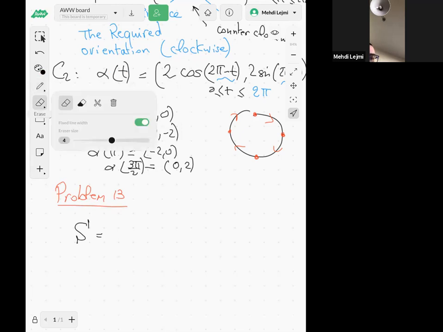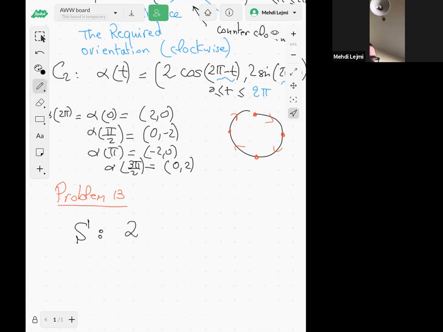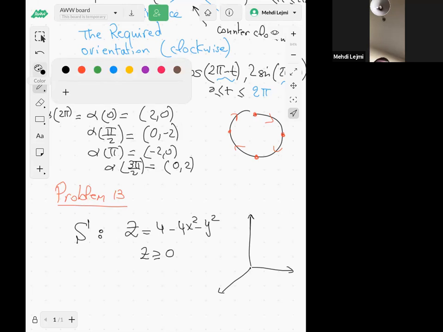It's the graph z equals 4 minus 4x squared minus y squared, and you need z to be positive or 0. This is sort of a paraboloid which opens down. The highest point in the surface S is when x and y both are 0, then z would be 4. That would be the vertex of this paraboloid.